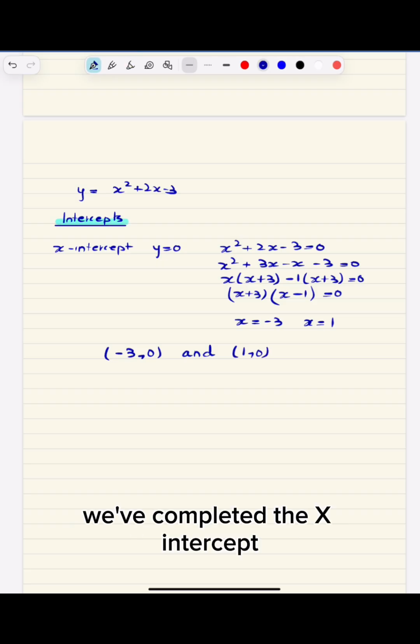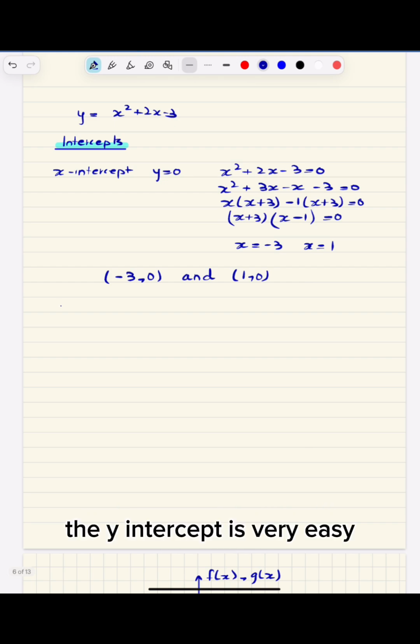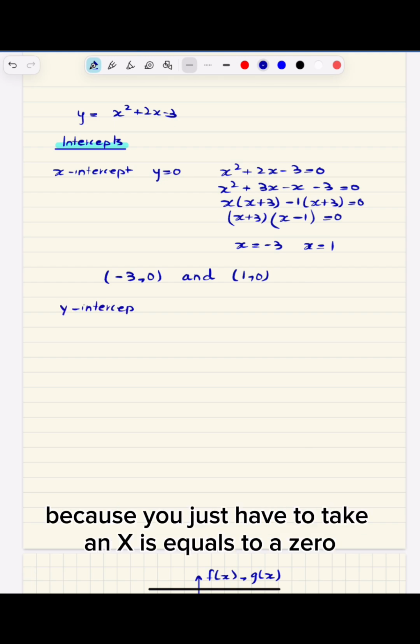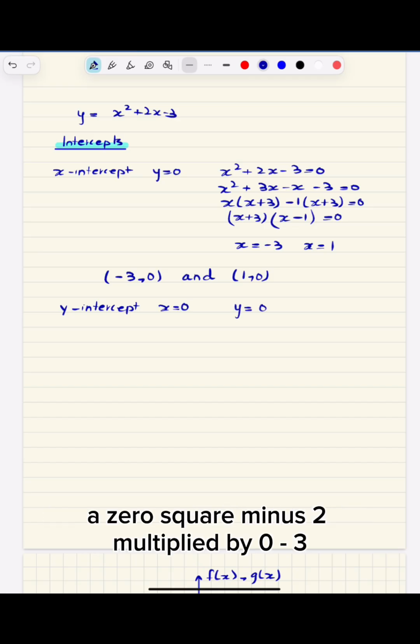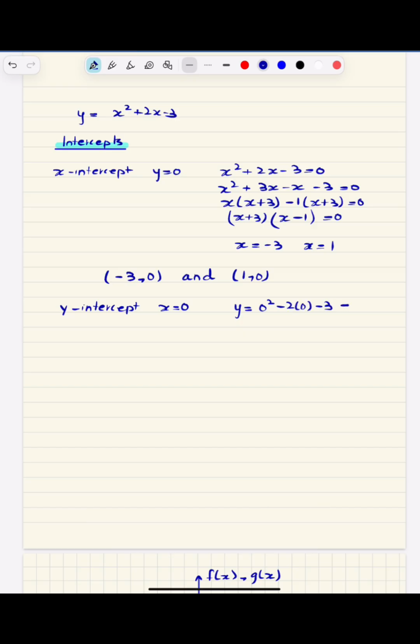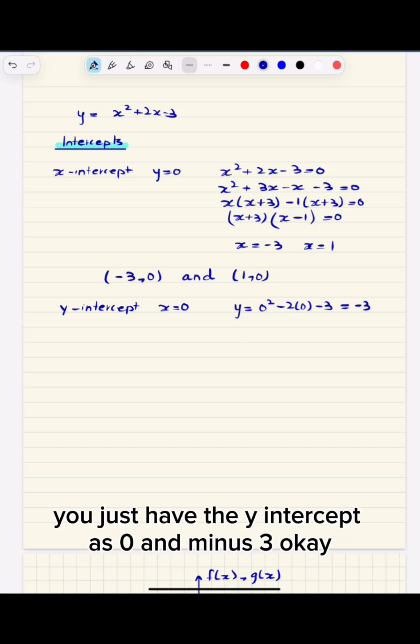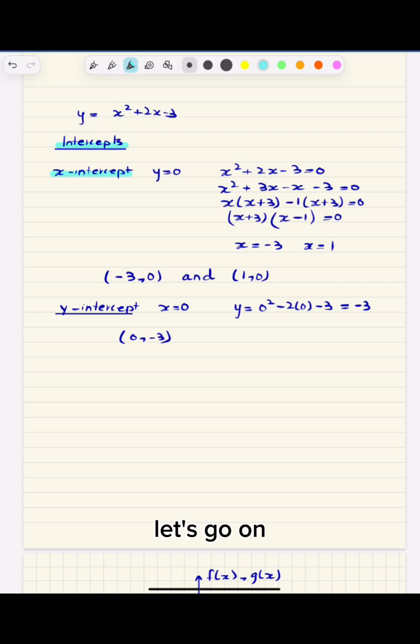So we've completed the x-intercept. The y-intercept is very easy, because you just have to take x equals 0, and when you take x equals 0, 0 squared minus 2 multiplied by 0 minus 3. It's quite easy to see that you have the y-intercept as (0, -3). Okay, let's go on further.